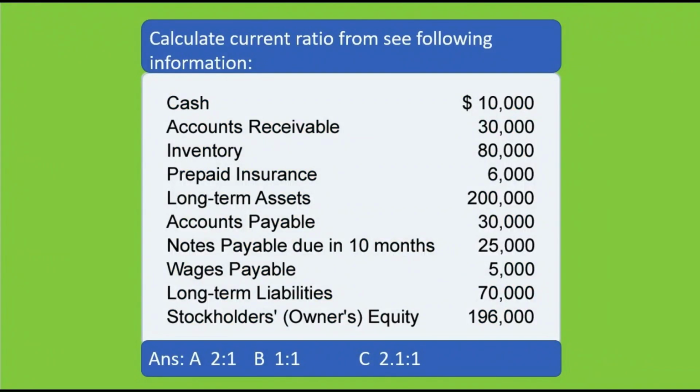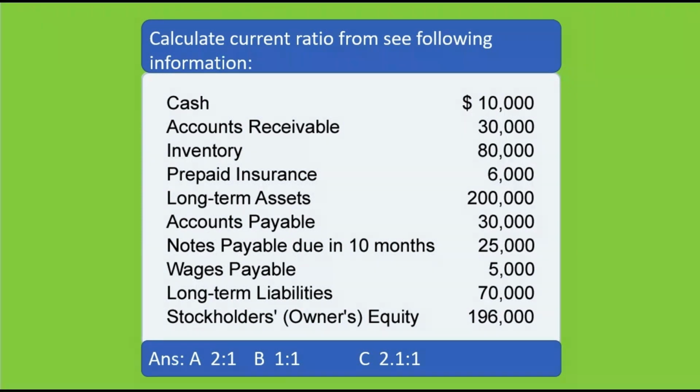Now let's look at some MCQs. Calculate the current ratio from the following information. Cash 10,000. Accounts receivable 30,000. Inventory 80,000. Prepaid insurance 6,000. Long-term assets 200,000. Accounts payable 30,000. Notes payable due in 10 months 25,000. Wages payable 5,000. Long-term liabilities 70,000. Stockholders' owners' equity 196,000. Answers: A.